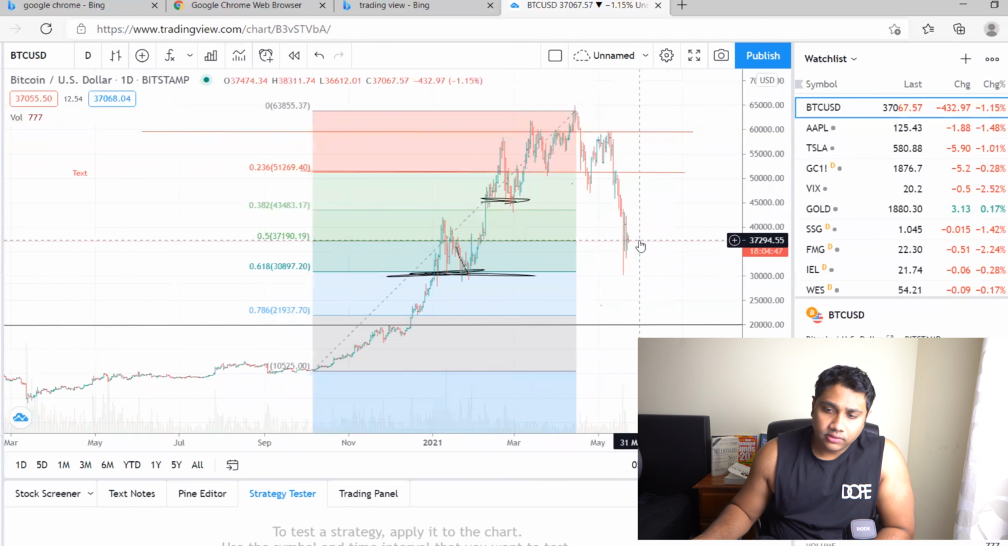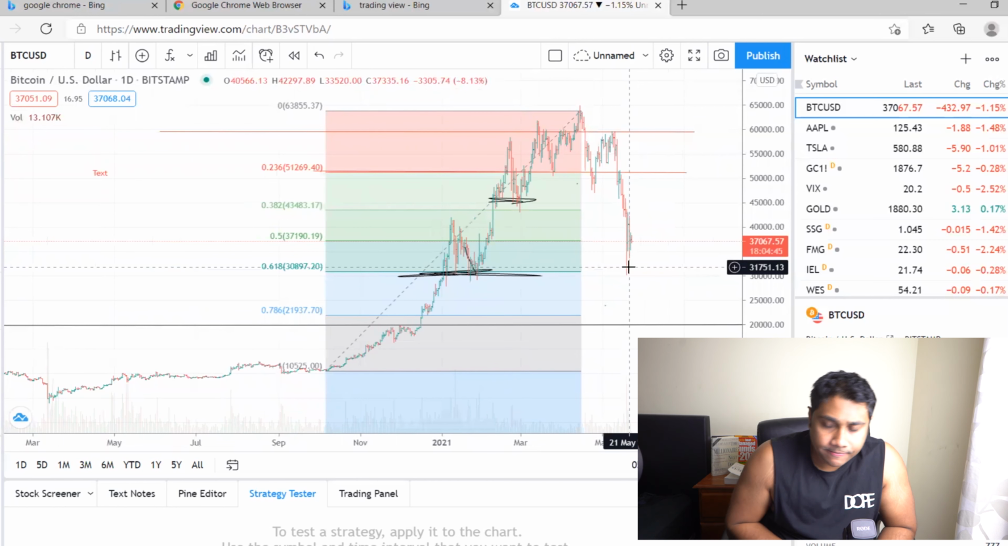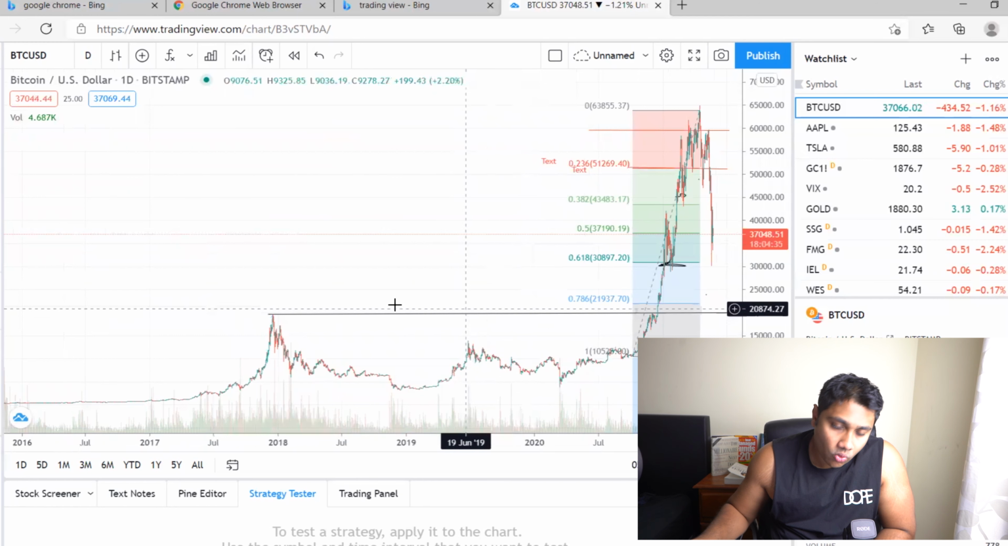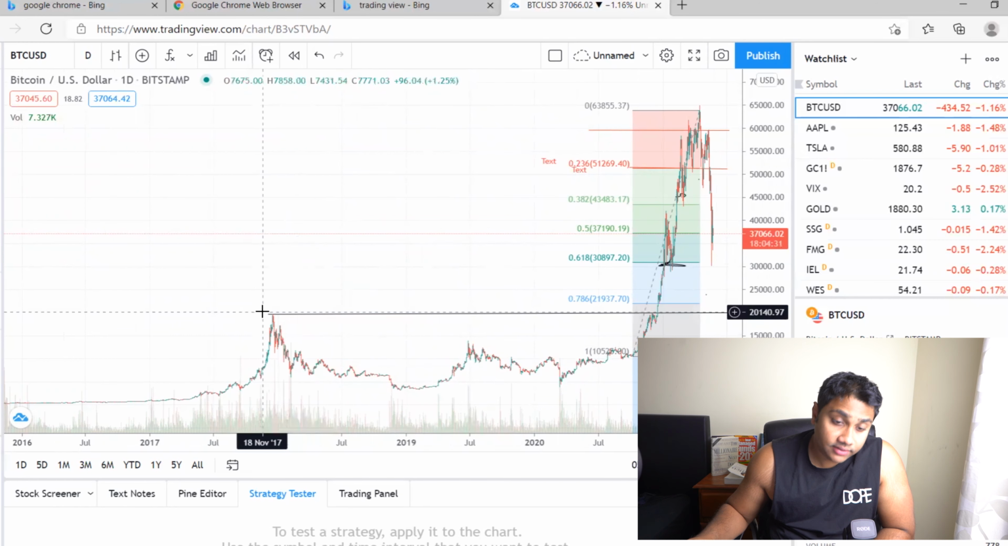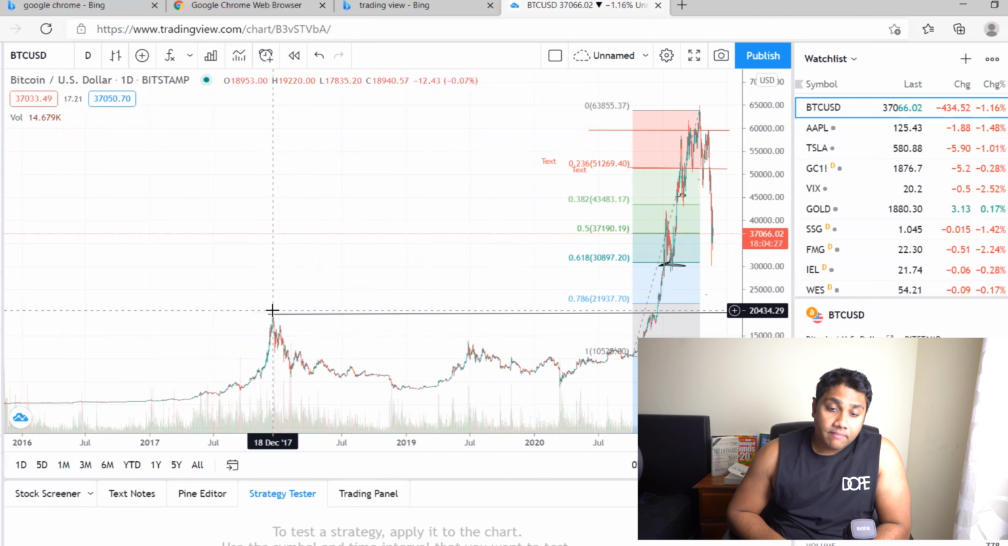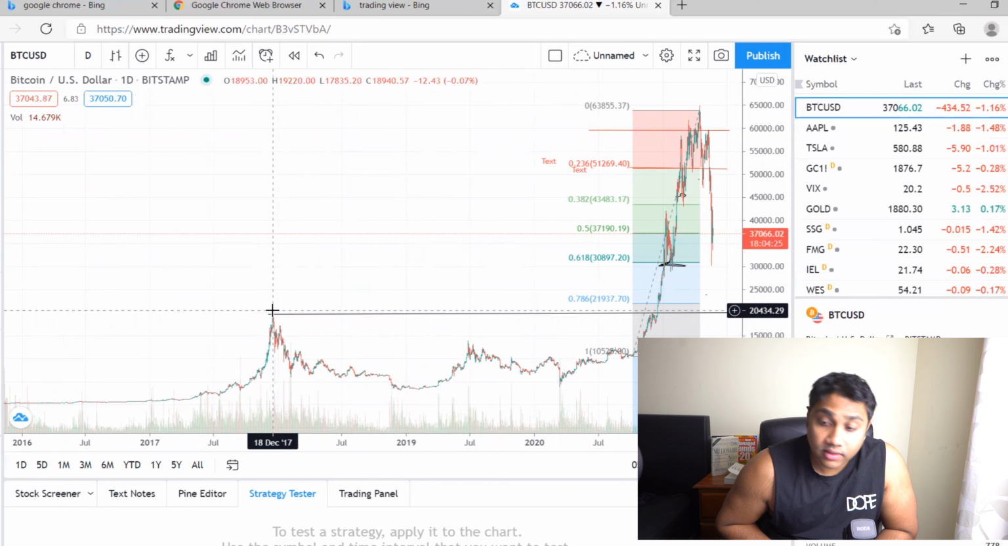So we are here right now, and I don't think this is it. I don't think we should go further down. And the next possible support level is this 20k mark. Why I'm saying this? Because this is where the last crash, the last top in 2017, Bitcoin went to $20,000 and it came down.